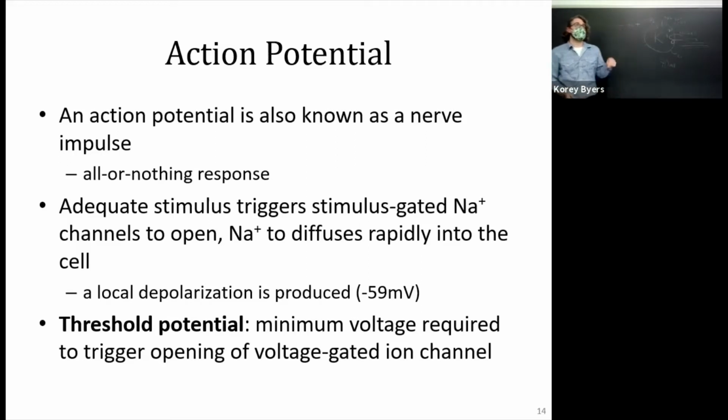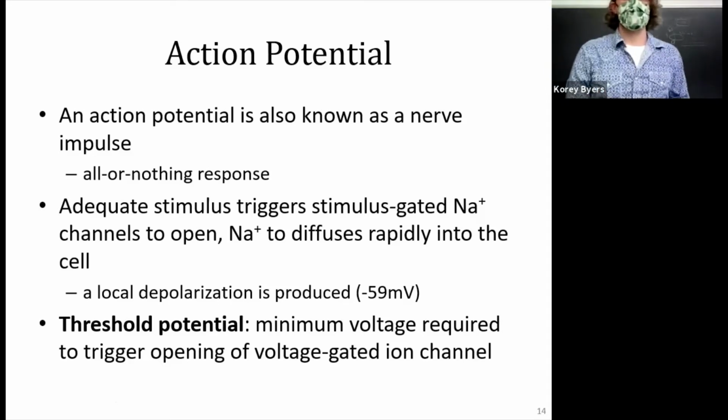So if you get enough sodium into the cell and enough potassium out to get your membrane potential from negative 70 to negative 59, you open voltage-gated channels to let more sodium in, and at that point, there's no stopping it. At that point, you've hit that threshold amount, and you're going to send that action potential. You're going to signal the next cell. And so that's what we call the threshold potential. It's the minimum voltage required to trigger an opening of the voltage-gated channel. And so at this point, for our cells, we're learning the threshold potential is negative 59 millivolts. That's opening even more channels to allow sodium in.